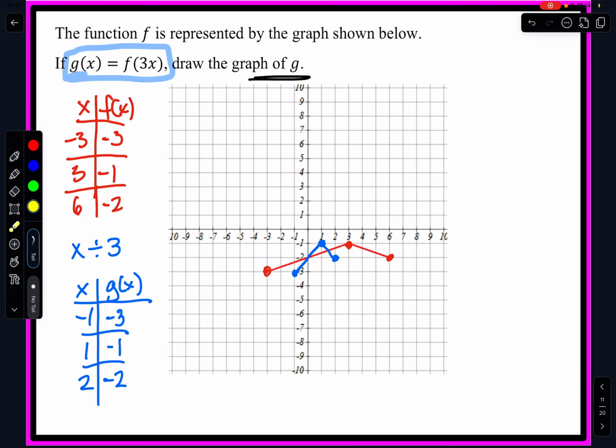That's the key thing again with these horizontal transformations, things that are affecting the x value. The opposite operation is being performed. We're not going to stretch this, we're going to shrink it, because the operation will divide by whatever the scalar is. So there's your answer, there's your graph.